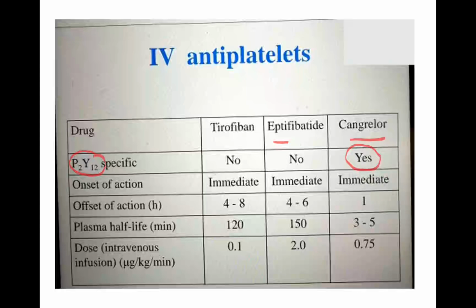Why? Because it has an offset of action of only 1 hour. That is, if you stop its intravenous infusion, within 1 hour the action of this drug will finish, with a very short plasma half-life of 3 to 5 minutes. And this is its dose, 0.75 microgram per kilogram per minute.